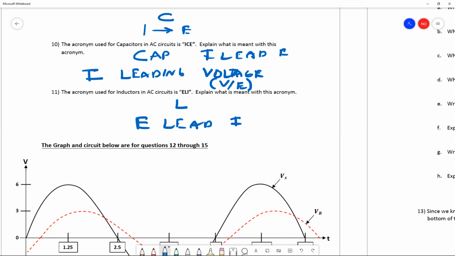So that is problem 10 and 11. If you need any more help on them, like explaining the acronyms, please feel free to look it up online. There are a lot of great explanations for how this works, and it can usually be beneficial to see a graph of this. So that's all for these problems.